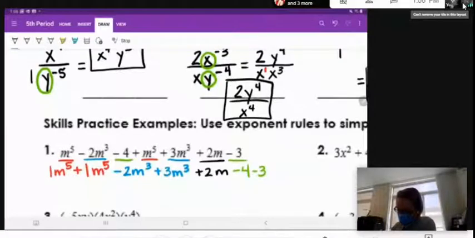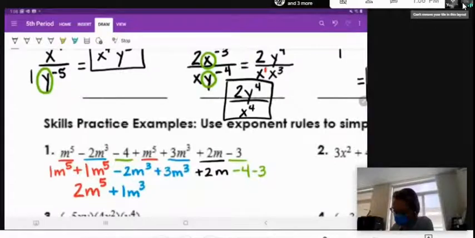And we are going to now actually do the combining. So the 1m to the fifth plus 1m to the fifth, I just add together 1 plus 1. That's it. And that'll give me 2m to the fifth. Then for the m cubed pieces, I've got a negative 2m cubed and a positive 3m cubed. I add negative 2 plus 3. That'll give me positive 1m cubed. You don't have to have the 1 there. You can just write m cubed.